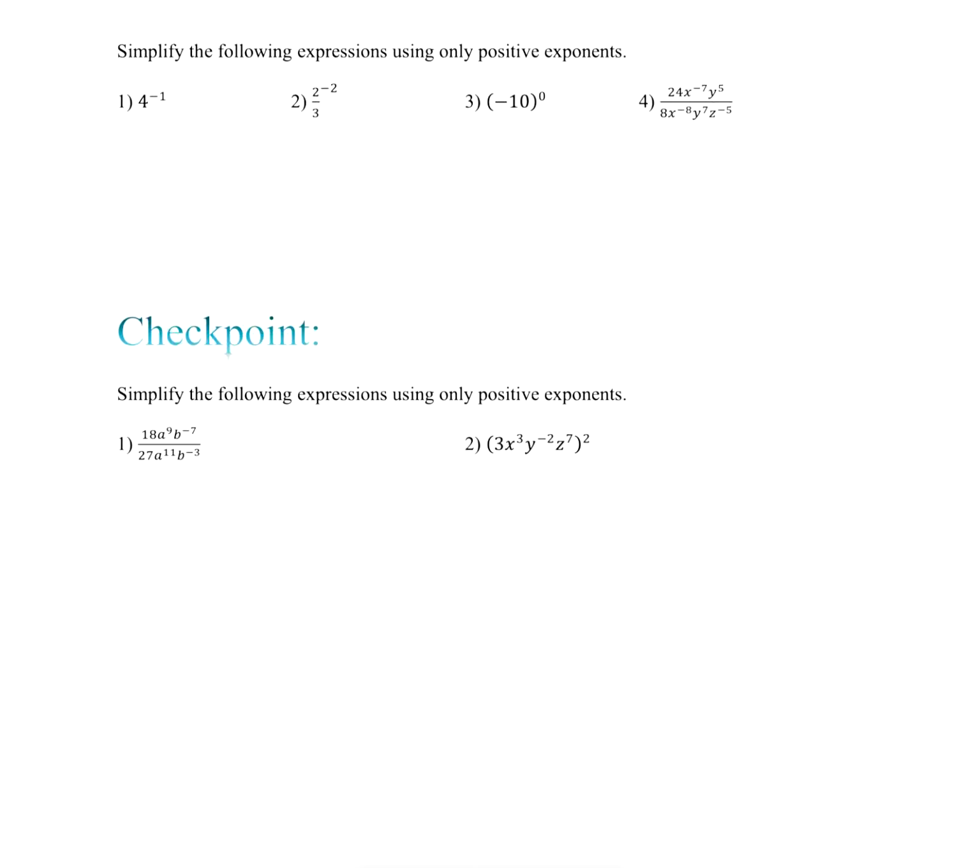So looking at number 1, we have 4 to the negative 1st. So my base is really, if you want to think about it like this, 4 over 1, then the exponent is negative 1st. Whenever we have a negative exponent, you want to flip the base, and that's the rule for making the exponent positive. So we get 1 over 4 to the 1st power. Now it's to the positive 1st, and the 1st power is just whatever the base is, so that would just be 1 over 4.